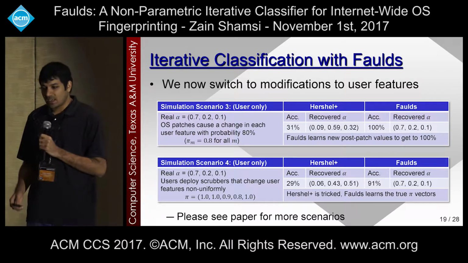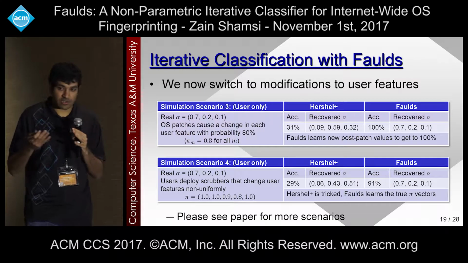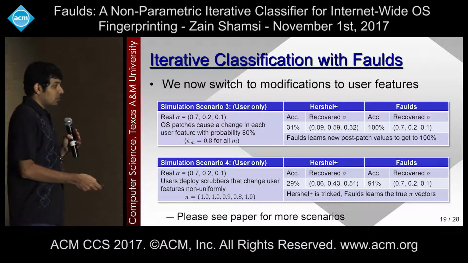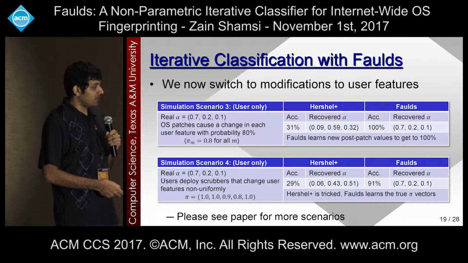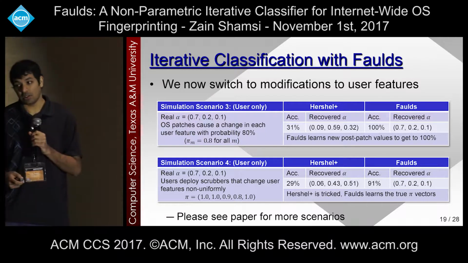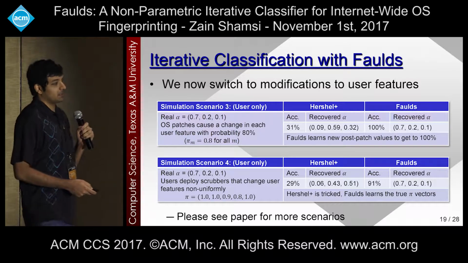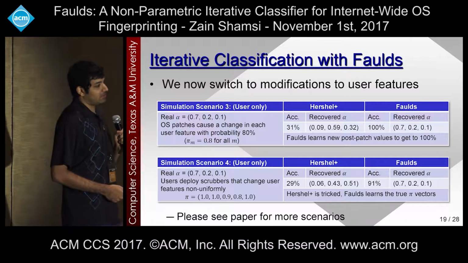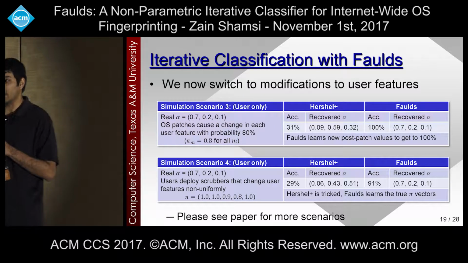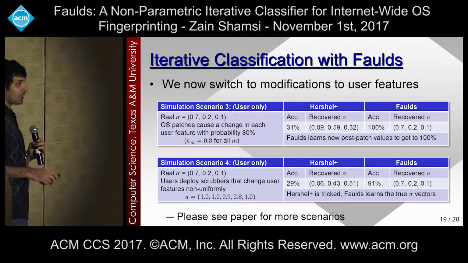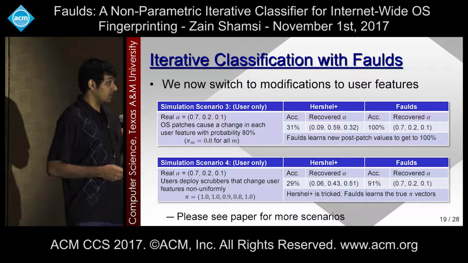And then finally, we say, okay, now we have a bunch of tricky users in our network that actually are scrubbing these user features non-uniformly. So they always change the window size, the TTL, and the MSS, and the DF and options are not changed all the time, but with pretty high probability as well. And this really tanks Herschel Plus. It's completely tricked. The accuracy goes down even further, whereas Faulds learns those true pi vectors and is able to recover that as well. So there are more scenarios in the paper. Please, I encourage you to go look at those.